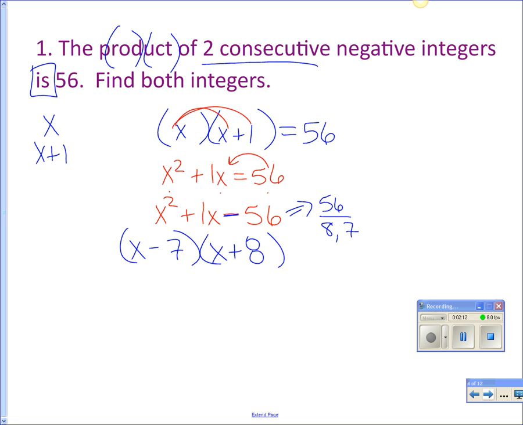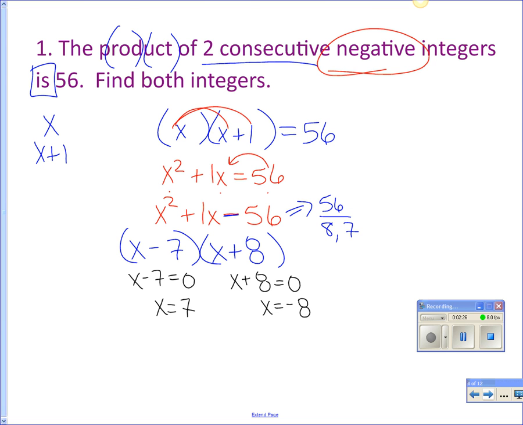The next thing I'm going to do is set them equal to 0. So x becomes positive 7, and x becomes negative 8. All right, if you go back and read the word problem, it wants the negative integer. So I'm going to mark out the 7. And I would like for you to come back over here, and x is negative 8. And you're going to add 1 to that and get negative 7. And it said find both integers. So we want both of those answers.